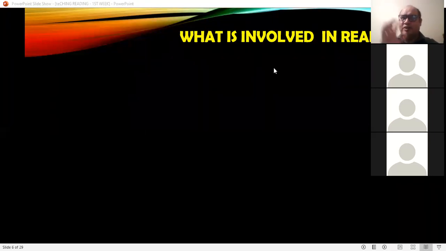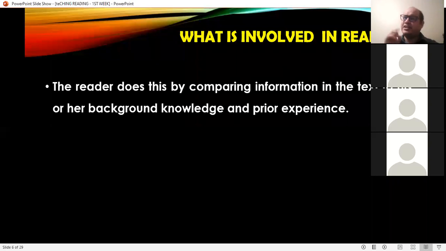All right, so notice here what is involved in the process of reading. Remember, this is a process, all right? So let's see it. The reader does this by comparing information. Notice, this is one of the strategies we use as a reader. We are going to compare information in the text to his or her background knowledge or prior experience.